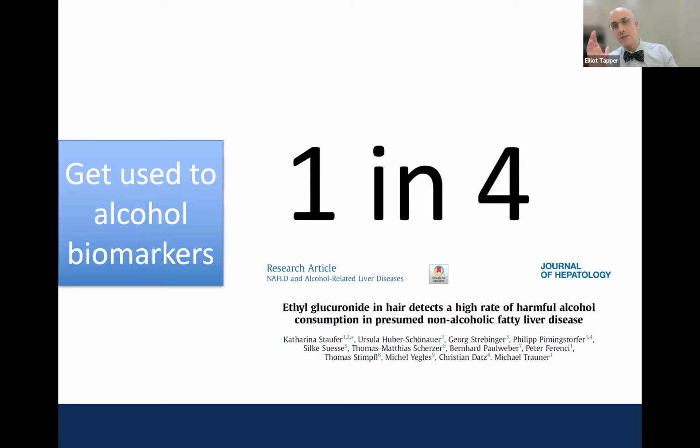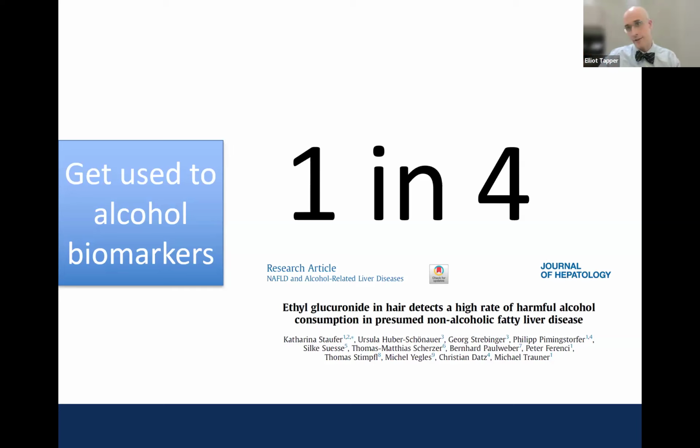In one of the fanciest liver centers in the world, in Austria, these people are very famous for their studies of NASH or NAFLD. They went back into their own biobank and tried to figure out which of the patients these hepatologists diagnosed with non-alcoholic liver disease actually had alcohol biomarkers in their urine, their blood, and their hair. And the answer was 1 in 4.